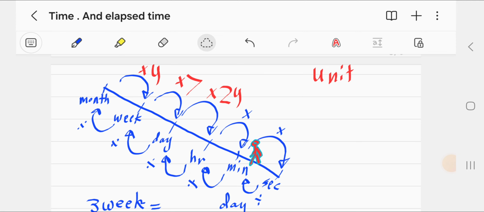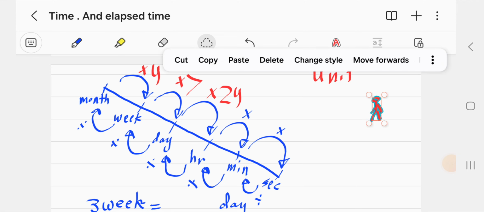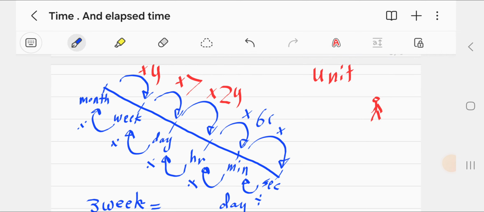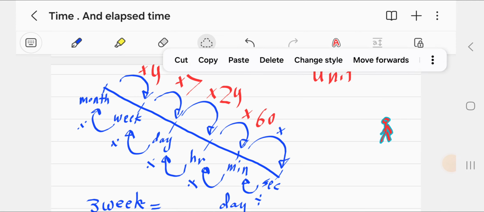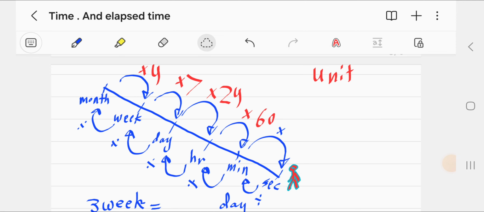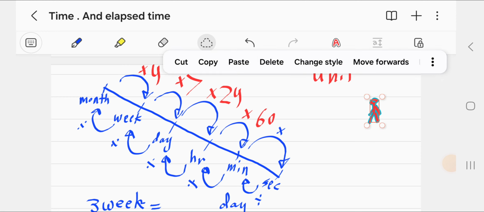Now, how many minutes per hour? I have 60 minutes per hour. Repeat after me. 60 minutes per hour. Okay, great job. And then, can you say this one alone? Yes, of course. We have 60 seconds per minute.